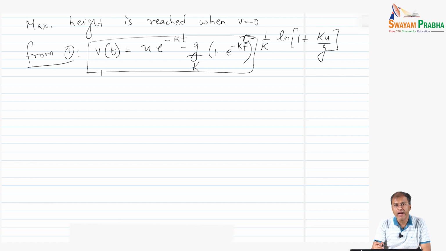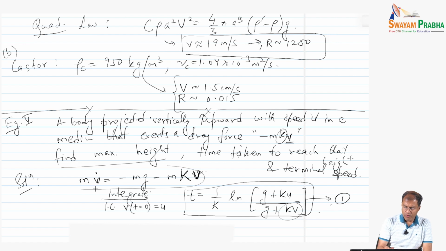We can quickly find the terminal velocity. The terminal velocity can be found in two ways. One way is that we set the net force to be 0, right? That there is no acceleration of the system. We set the net force equal to 0, and from here we can immediately find the terminal velocity. That is, v terminal is going to be minus g over k, right? So that is the terminal velocity.